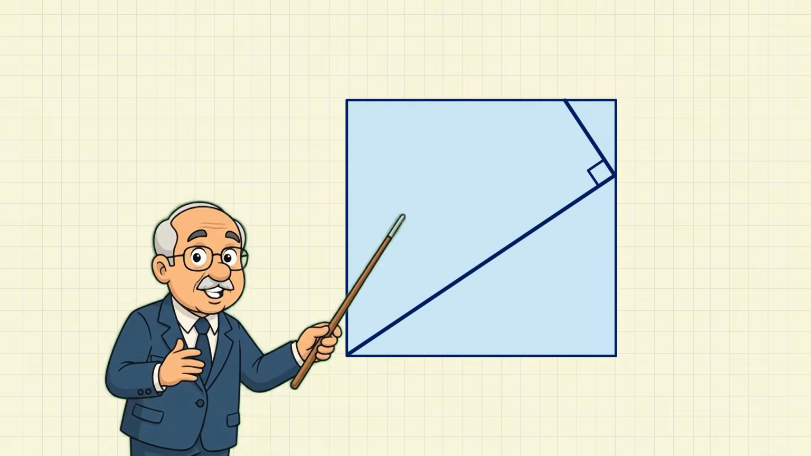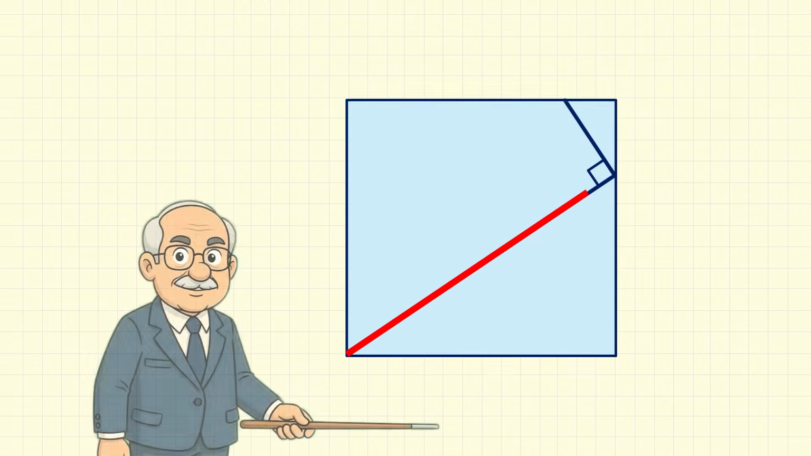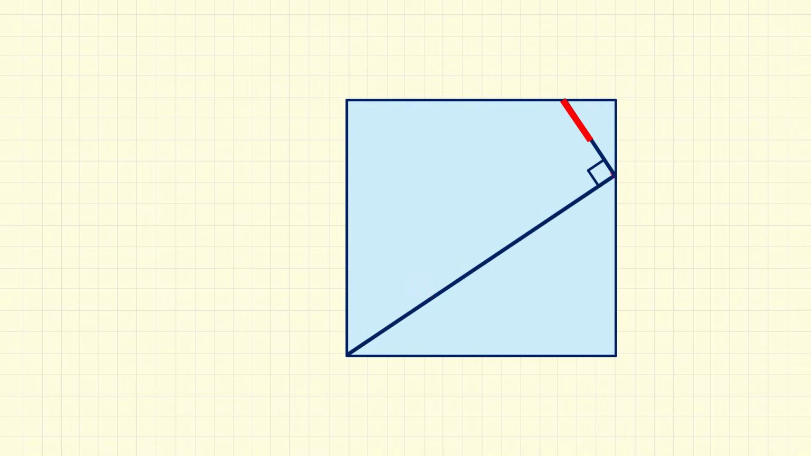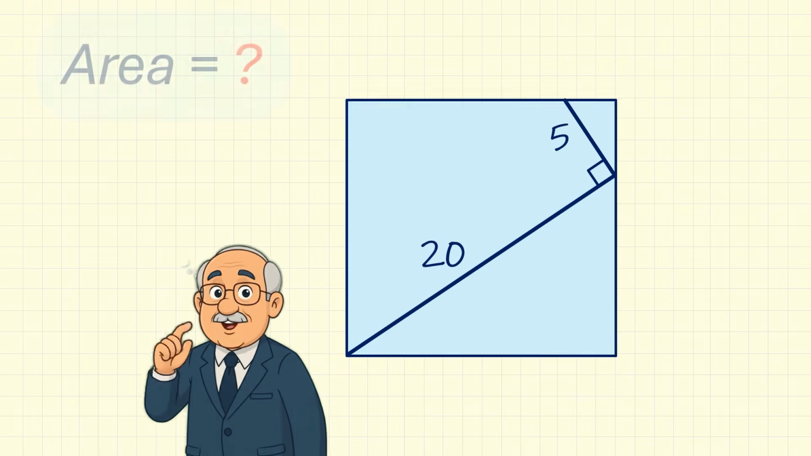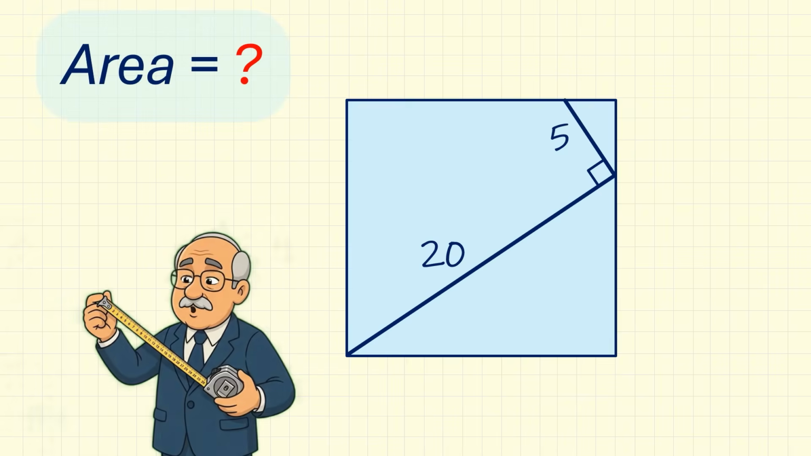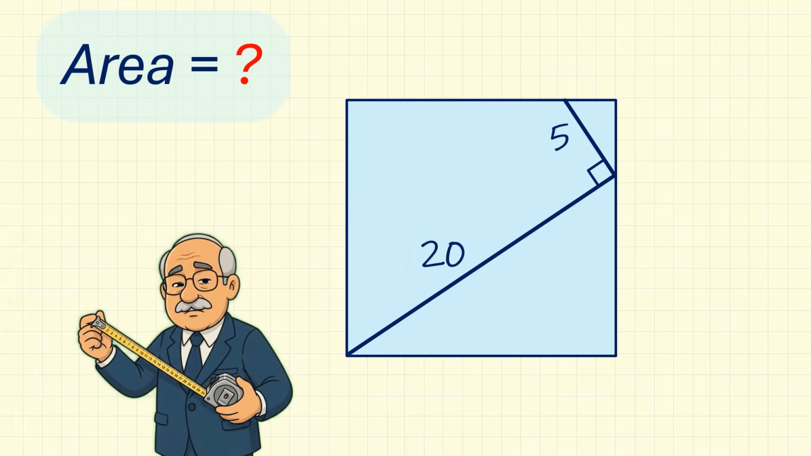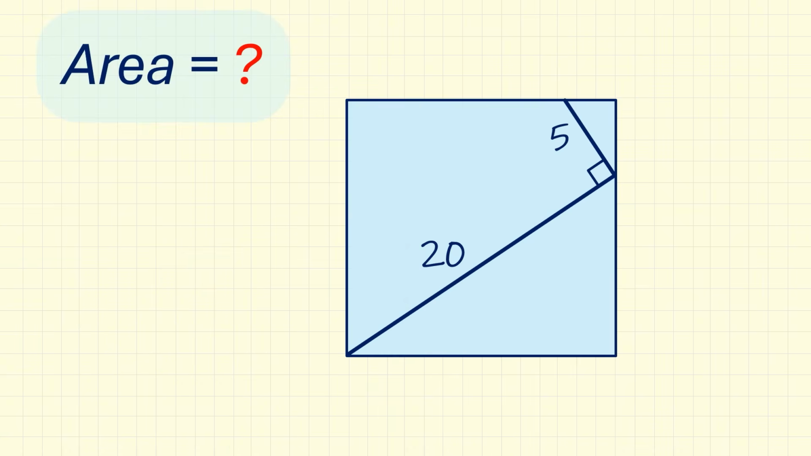If you think you're good at geometry, try this one. Two perpendicular lines with lengths of 20 and 5 are trapped inside a blue square. The question is, how can we find the total area of the square using only these measurements? The answer to this puzzle is an amazing shortcut you probably wouldn't expect.